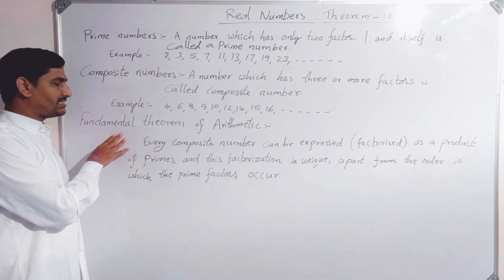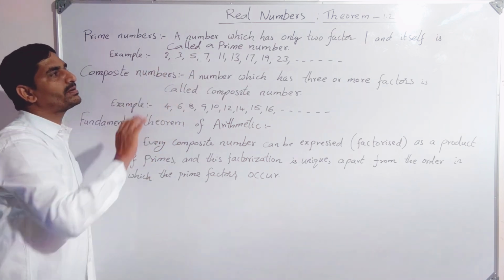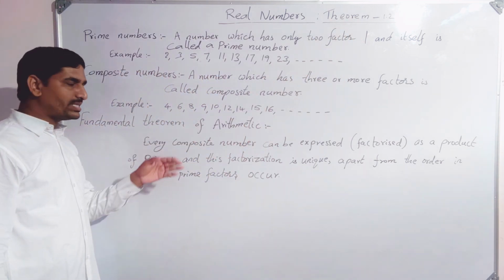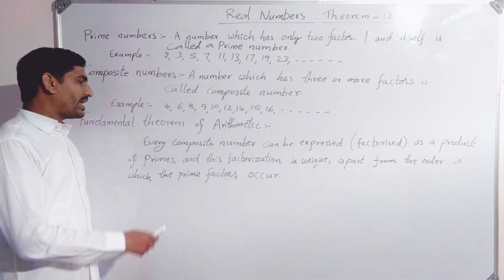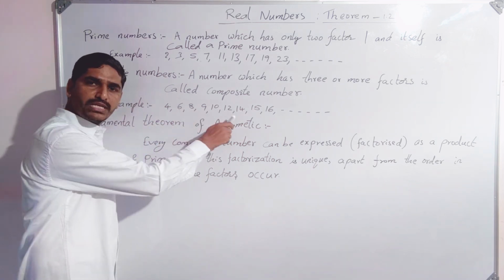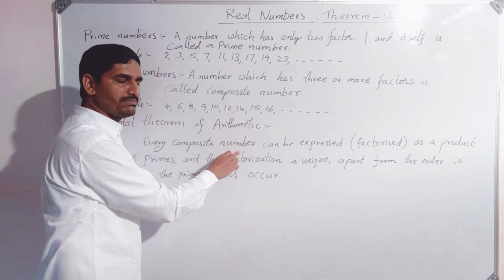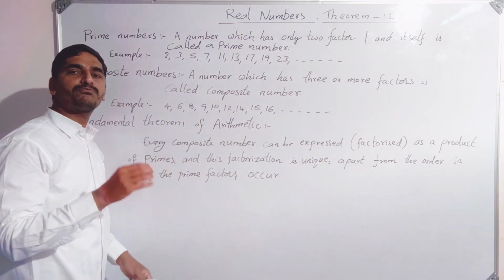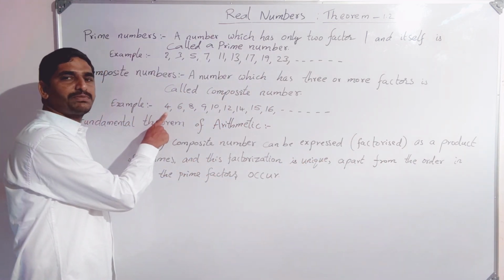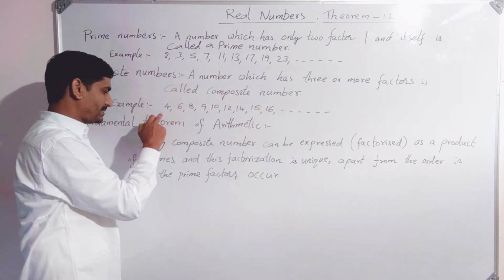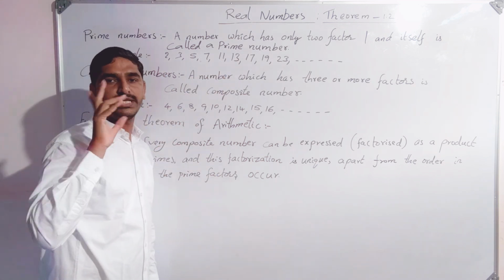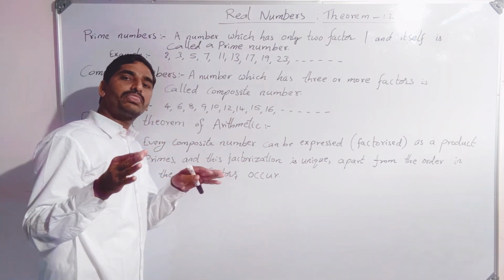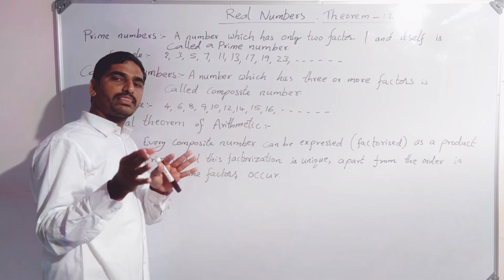Now, what is the fundamental theorem of arithmetic? This is Theorem 1.2 in our textbook. What is the definition of the fundamental theorem of arithmetic? Every composite number can be expressed as a product of primes. Every composite number can be expressed as a product of prime numbers, and this factorization is unique. Every number can be expressed as a product of prime factors in only one way. That is unique.